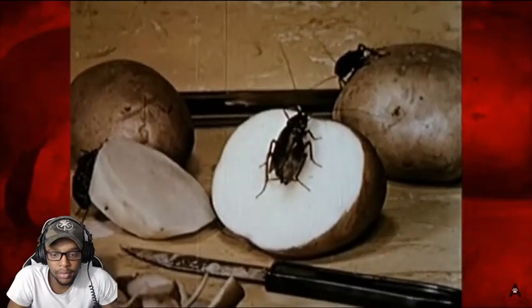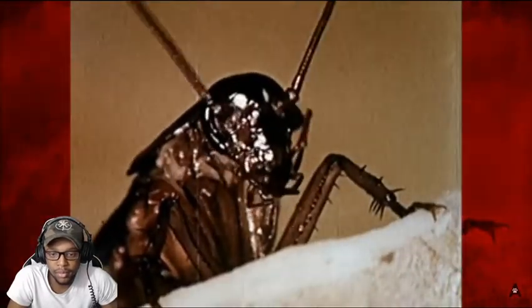Cockroaches spread disease as well as ruining food. This is an enemy of man.